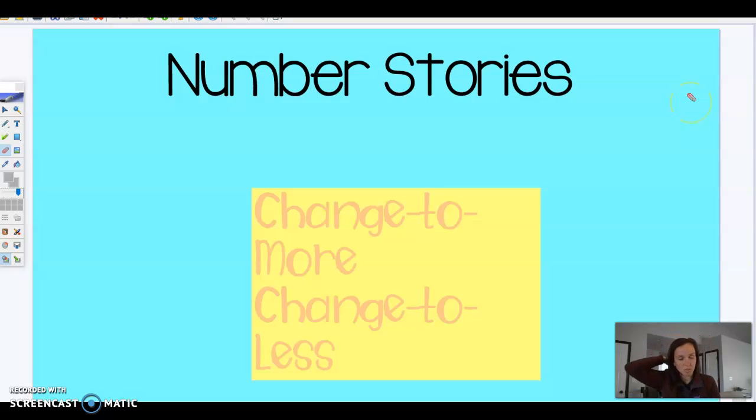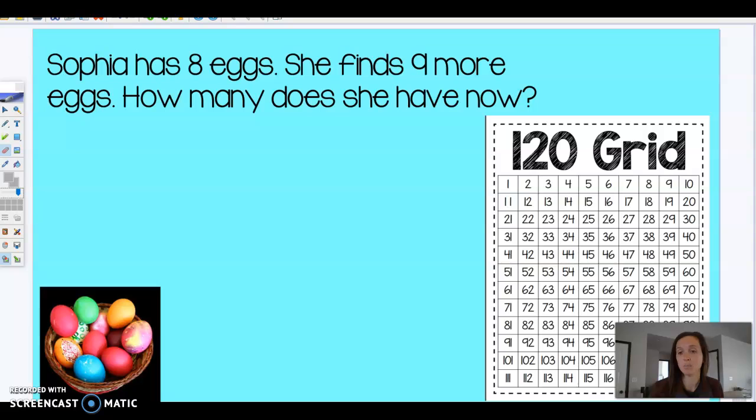When we are working on change to more and change to less problems, the first thing we need to do is read the number story. The second thing is to find what our number story is asking us to do. It could be asking us to add or to subtract, and there might be an unknown in the middle of that problem. Then we look for the clue word so that we can figure out if it's an addition or subtraction problem. Then we write the number model, and then we can solve it. On my screen, you'll see a number grid. You may have a number grid at home, which might help you.